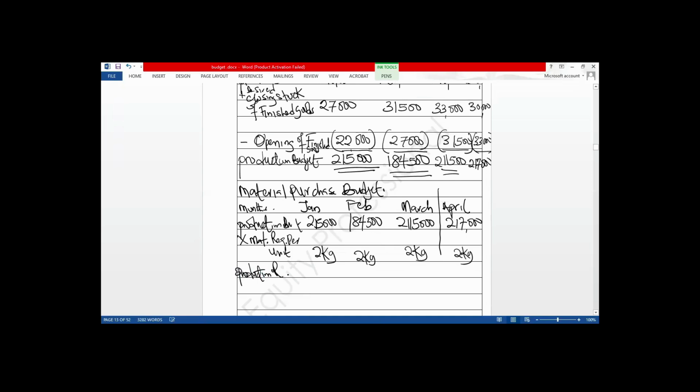Production requirements. 2 multiplied by 15,000, what do we have, please? 430,000. Forward, 430,000. 2 multiplied by 184,500. How many kg? 369,000.